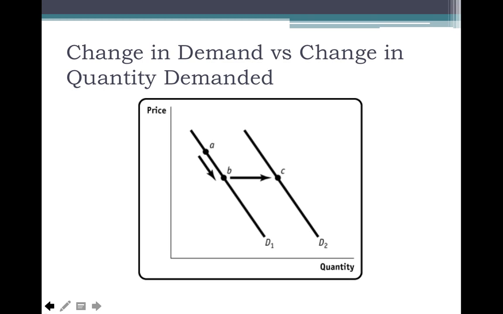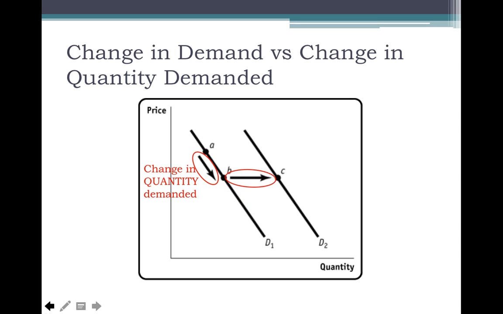So, now, let's talk about a change in demand versus a change in quantity demanded one more time just to make sure you understand. When you move along the curve, for example, here from point A to point B, it is referred to as a change in the quantity demanded, and price is the variable that's changing. Okay? So, along the curve, price is the variable, it's a change in quantity demanded.